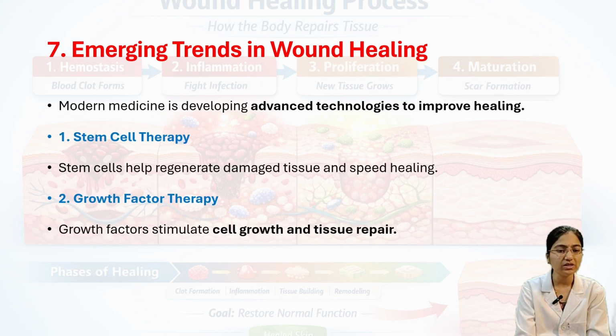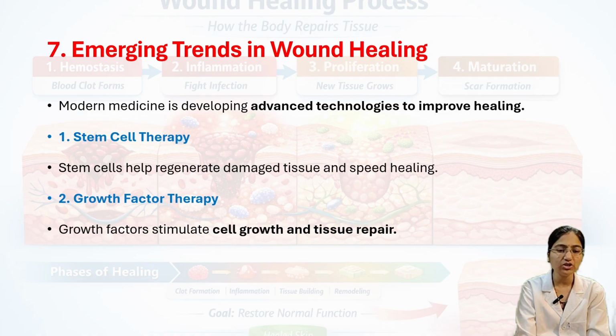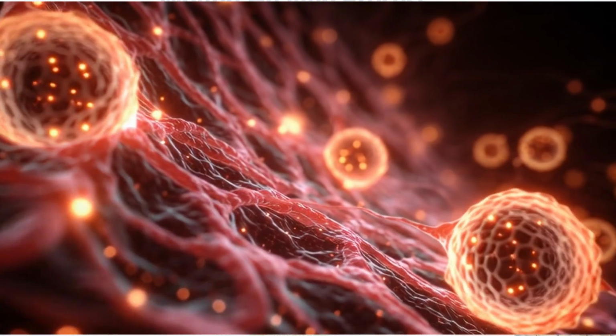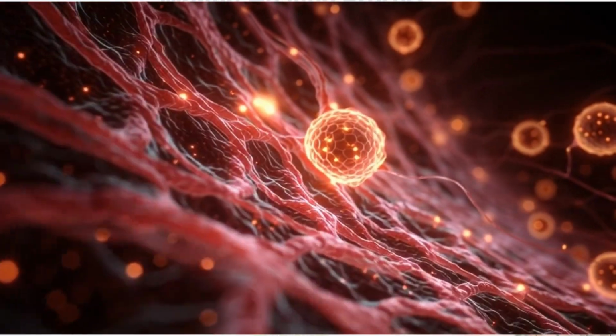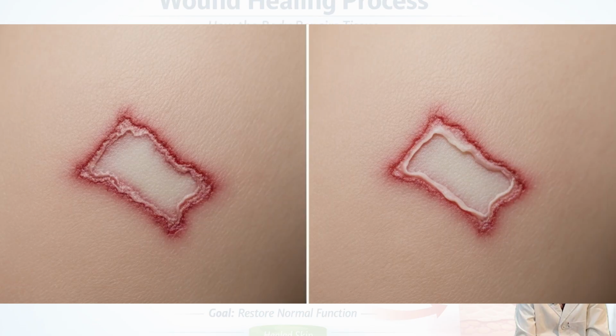And then next we'll see emerging trends in wound healing. These are very important. Modern medicine is developing advanced technologies to improve healing. First one is stem cell therapy. Stem cell therapy, that is, it regenerates damaged tissue and speeds healing. And then second one is growth factor therapy. That is, growth factors stimulate cell growth and tissue repair.